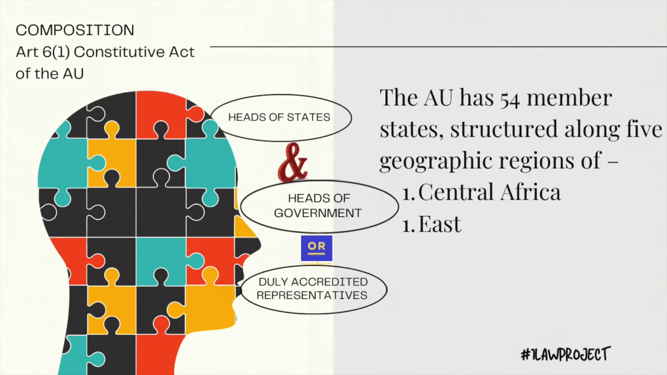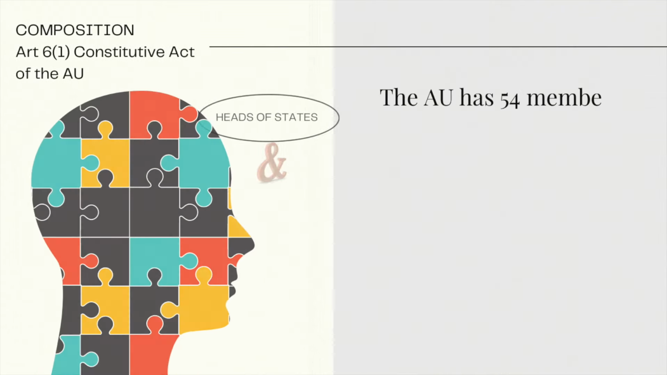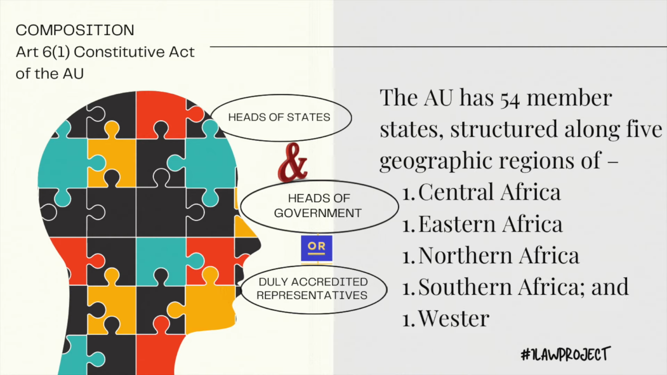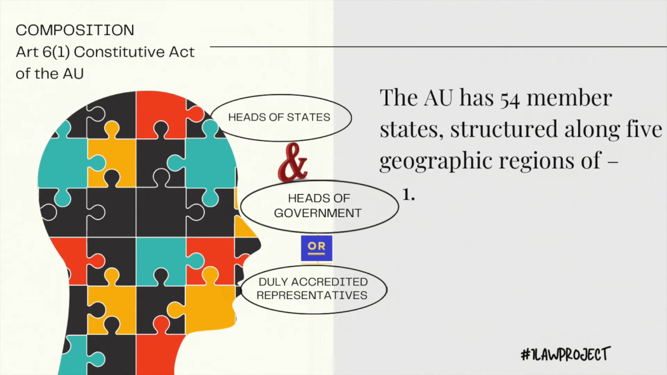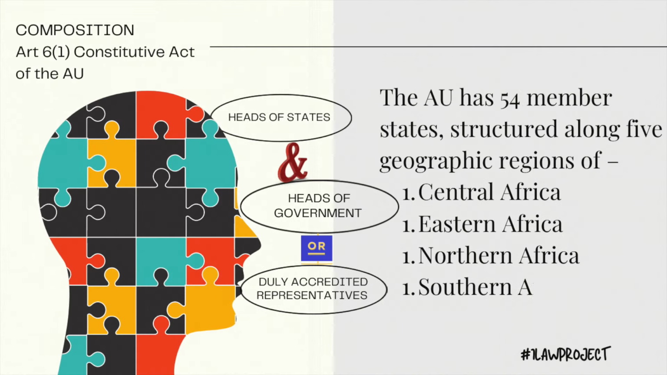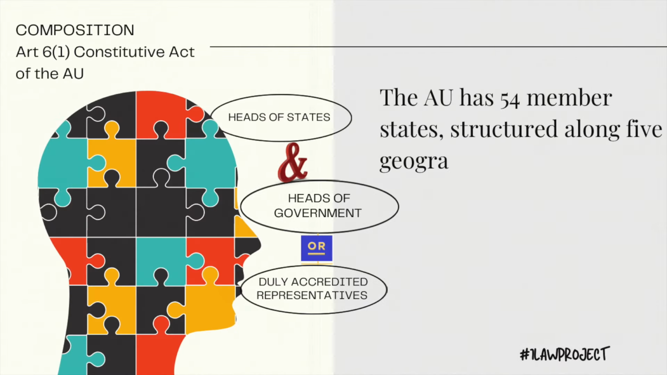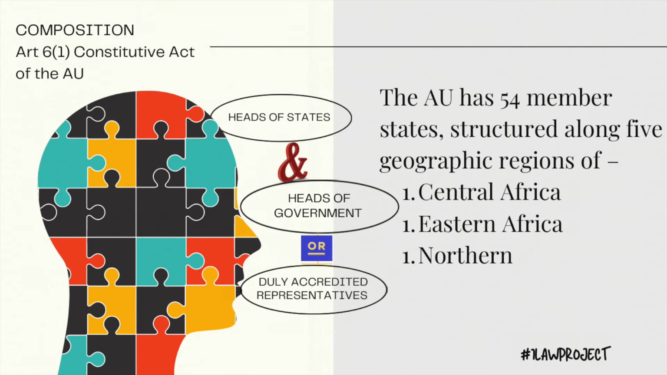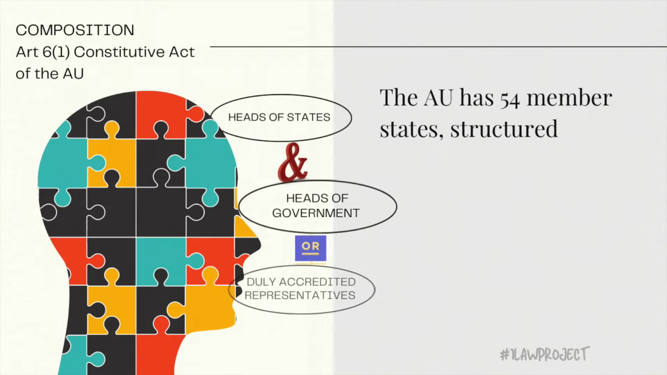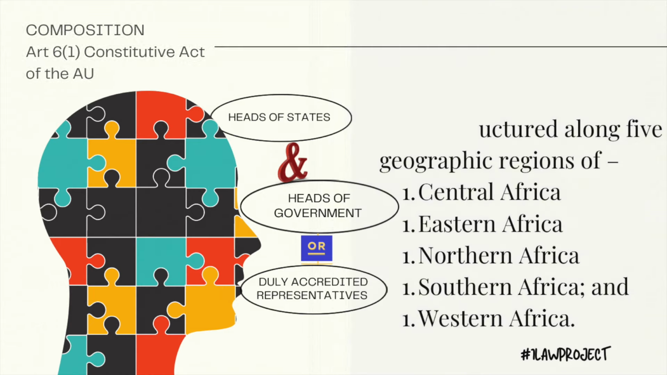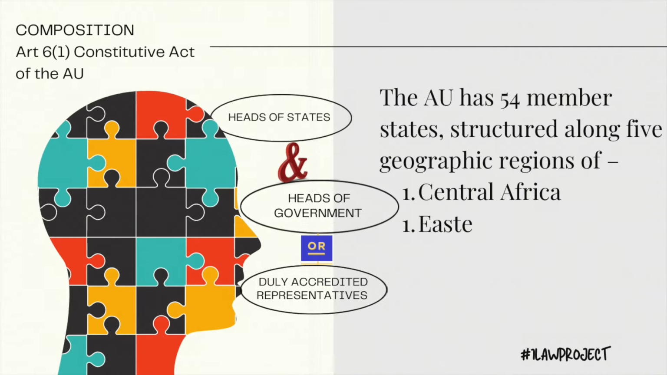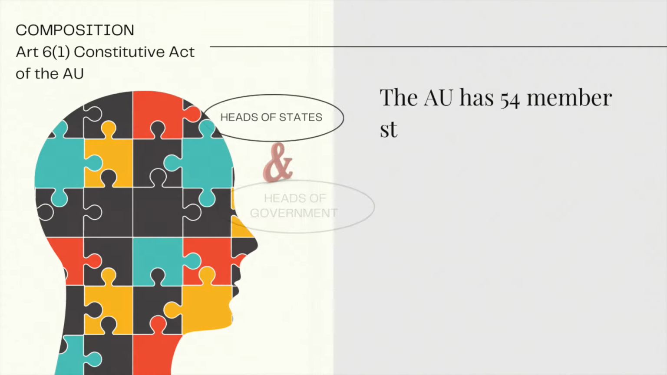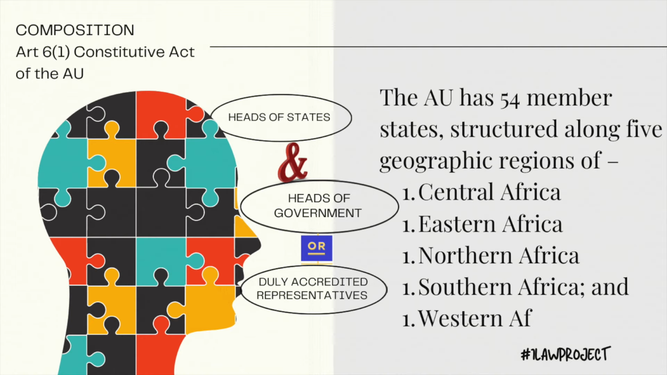Concerning its composition, Article 6, paragraph 1 of the Constitutive Act of the AU states that the General Assembly shall be composed of heads of states and government or their duly accredited representatives. The AU has 54 member states structured along 5 geographical regions of Central Africa, Eastern Africa, Northern Africa, Southern Africa, and Western Africa. The representatives of each of these member states make up the Assembly.